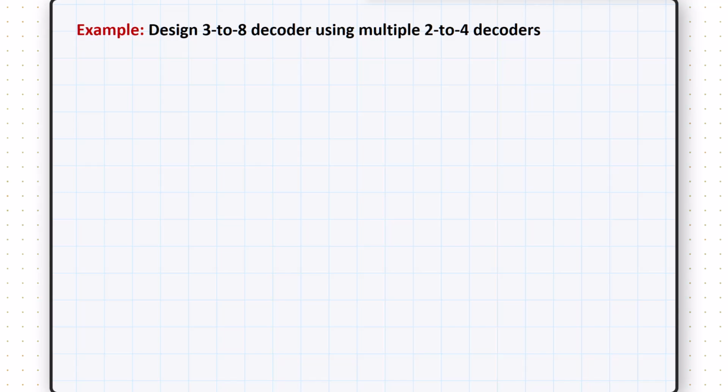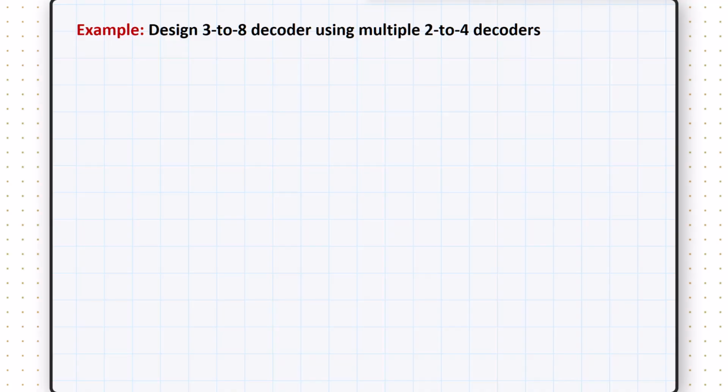For this question, we are asked to design a 3 to 8 decoder using multiple 2 to 4 decoders. We're not going to start with simplification of the question. The first step is going to be to verify the number of inputs and the number of outputs. Then we have to find the number of minterms and respectively create the truth table.